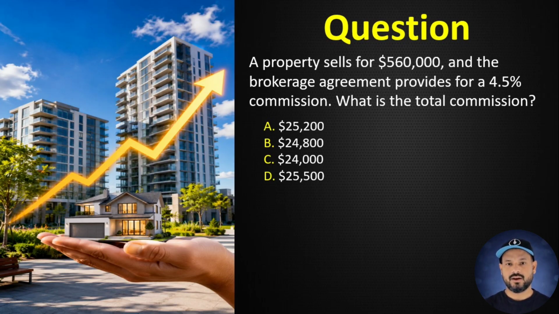Question number 8. A property sells for $560,000 and the brokerage agreement provides for a 4.5% commission. What is the total commission? A. $25,200, B. $24,800, C. $25,500. Correct answer, A. $25,200. Multiply $560,000 by 4.5% to calculate the commission.